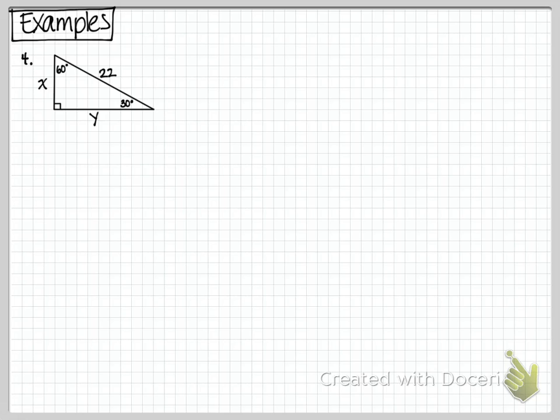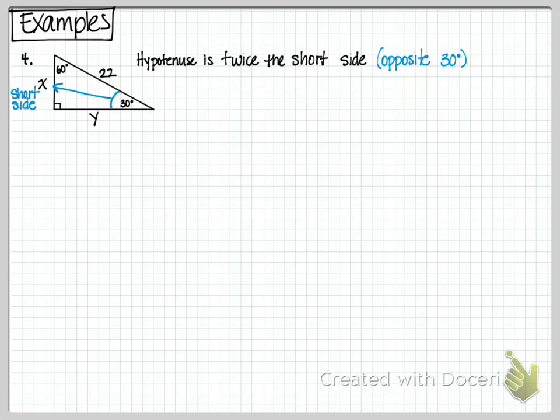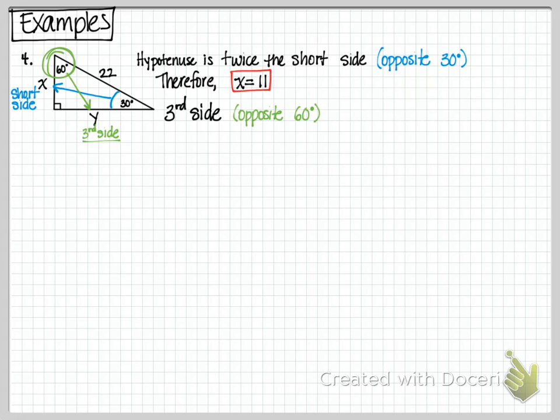Let's now move on and look at some more examples. And this time we've got a 30-60-90-degree triangle. And we know that in the 30-60-90-degree triangle, the hypotenuse is twice the short side. So we need to recognize where's the short side. And the short side is opposite the smallest angle. We learned about that with triangle inequalities. So opposite 30 degrees, we've got it marked in blue here, x is the short side. And that short side would be half of the hypotenuse. Since the hypotenuse is twice the short side, the short side would be half the hypotenuse. So therefore, x is equal to 11.